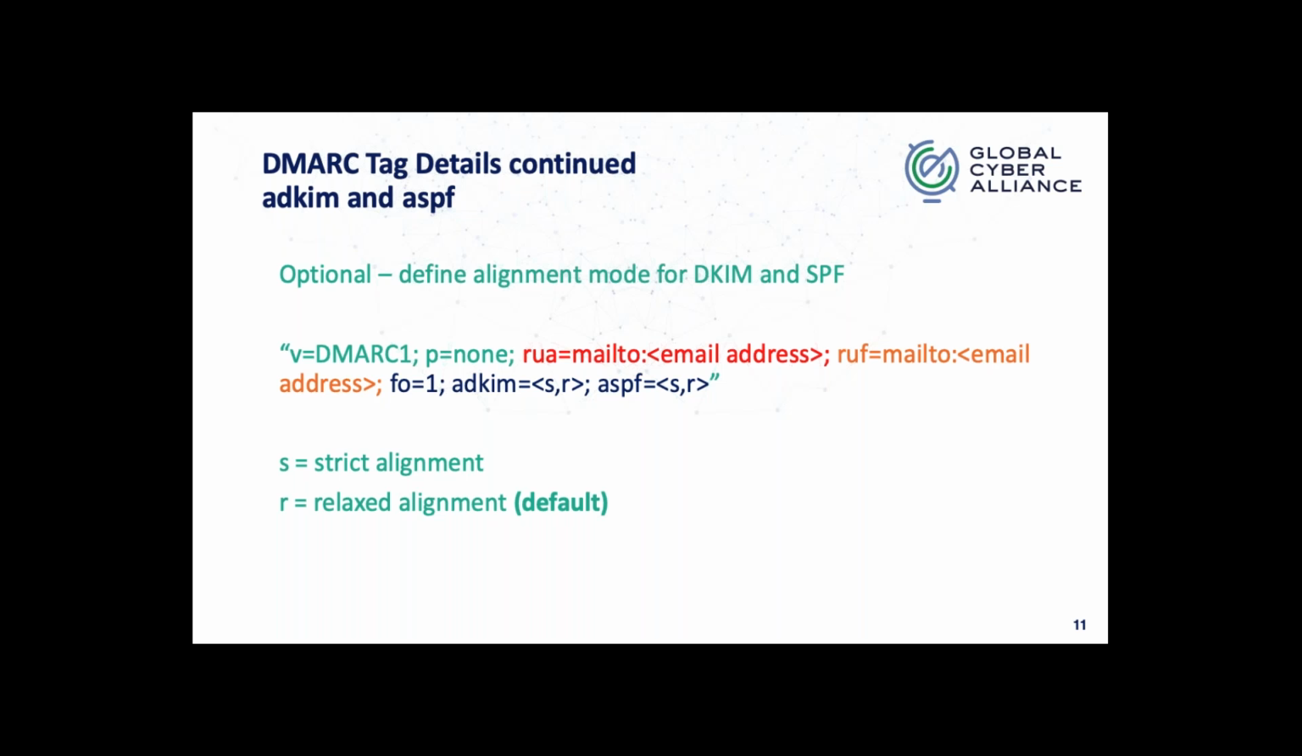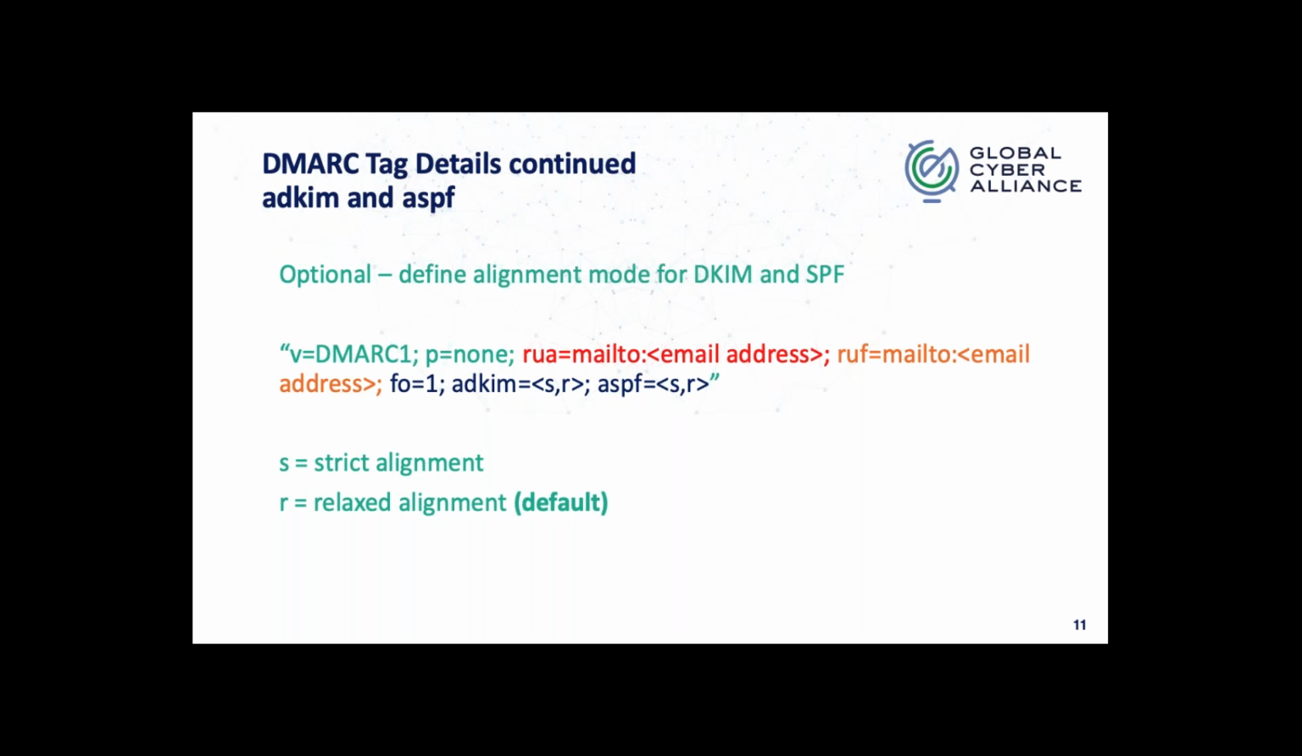So alignment at that point is looking at the envelope for SPF and comparing it to the from header to make sure the domains match up. For DKIM, it's looking at the domain and matching it with the from header to make sure the domains match up. If they match, that's great, it passes. If it doesn't match, there's a problem.